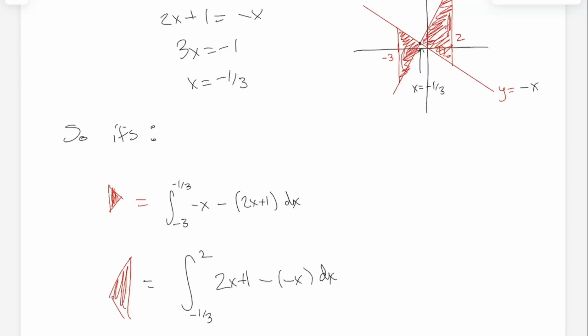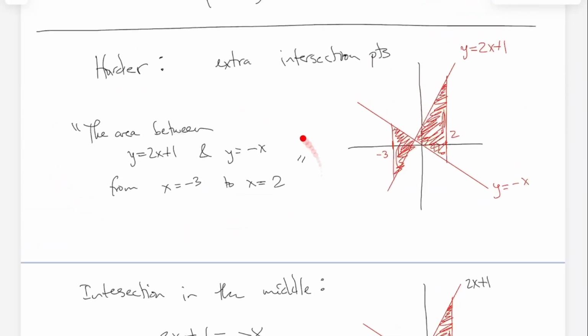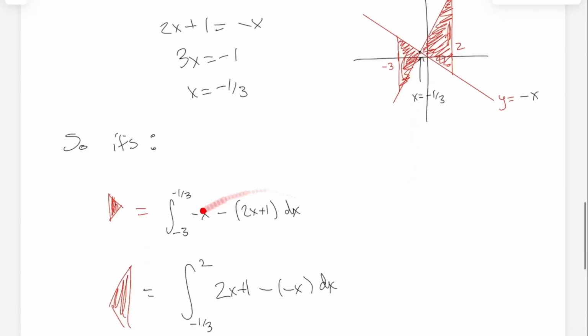Everybody feeling good about this so far? What's a little tricky about this is if this is all you saw in the question, you might be tempted to immediately set this up as integral minus 3 to 2 of something minus something. But that's actually not what it is. It's because there's sort of like a secret intersection point that I didn't even tell you about. And it becomes your job to make sure there is no intersection point, in which case it really is just this, or you have to find the intersection point and then break it up into two pieces, as we did here. All right.